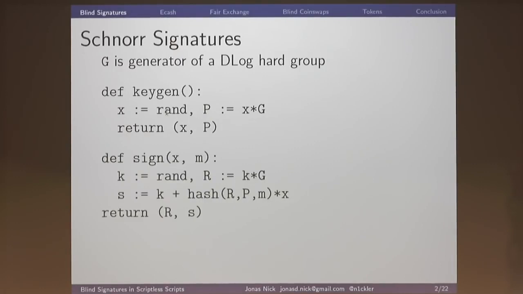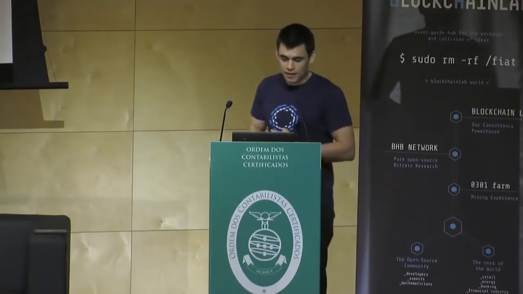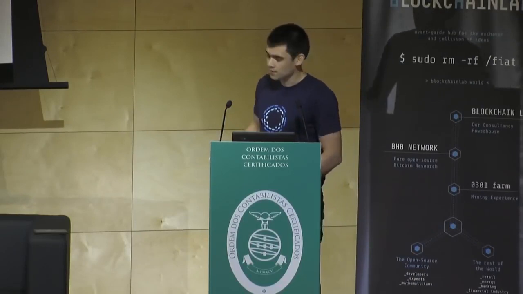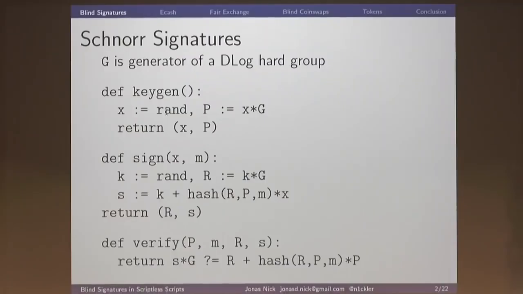Then there's a signing algorithm which generates a new private nonce at random, called k here, and a public nonce, capital R, which is just k multiplied by G. Then it computes s, which is k plus some challenge times x, and the challenge is the hash of the public nonce, the public key, and the message. The signature then is the public nonce R and s. Verification is relatively simple: you just check if s times G is the same as R plus the hash challenge times the public key P.